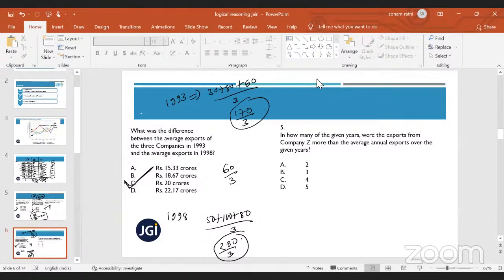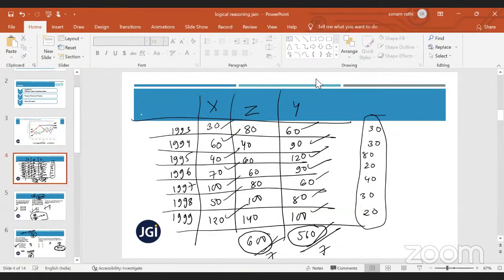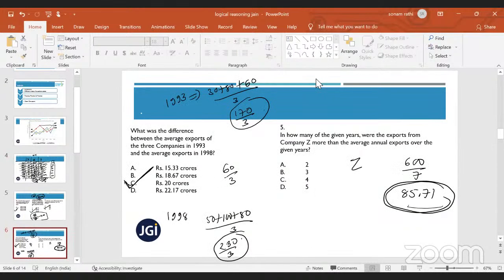Question number 5. In how many given years were the exports from company Z more than the average annual export of the given year? Average annual, what is the average? 600 by 7. That is 85.71. 85.71 is for company Z, right? Now check which ones are more than 85.71. Is this more than 85.71? No. Only 2 years are more than 85.71. So answer is option A.